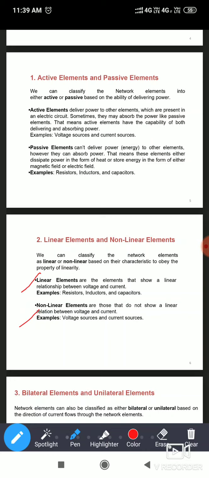So voltage source, current source, how is it? Suppose this is a voltage value with respect to time. Whether it is passing through the origin? No. If you take the diode I have given as an example, that is also a non-linear element. So this is linear elements and non-linear elements. Therefore, the network which consists of linear elements, that network is called what? Linear network. So RLC, this is the important one.